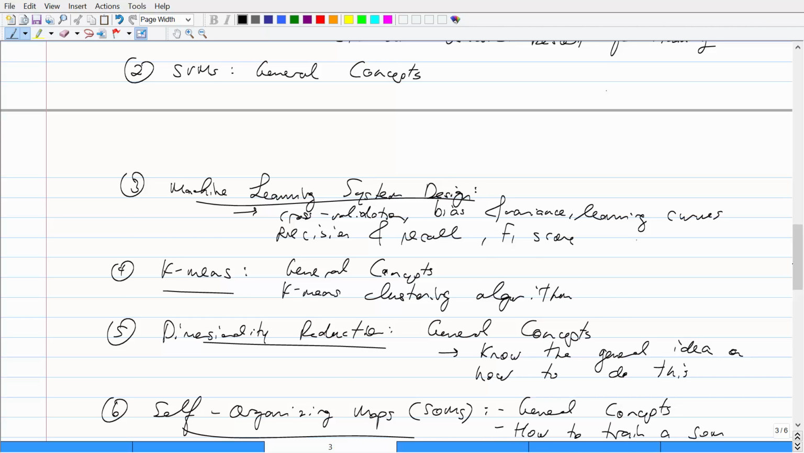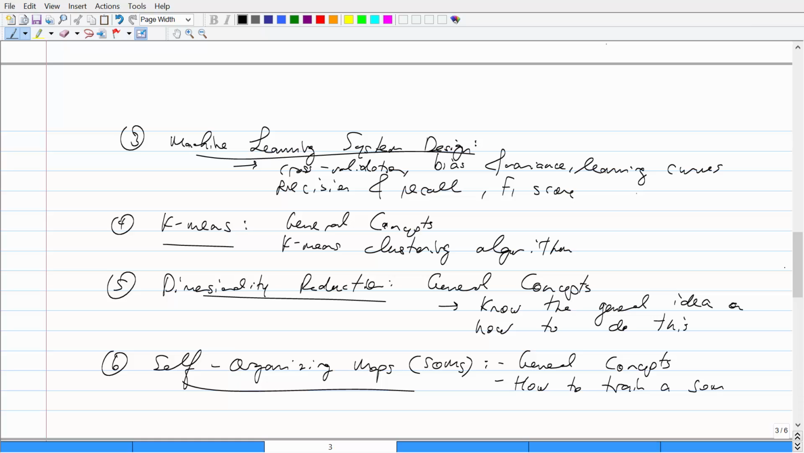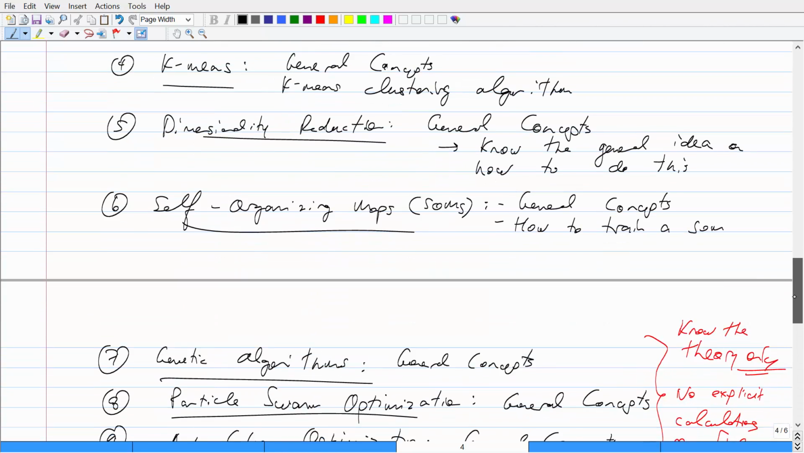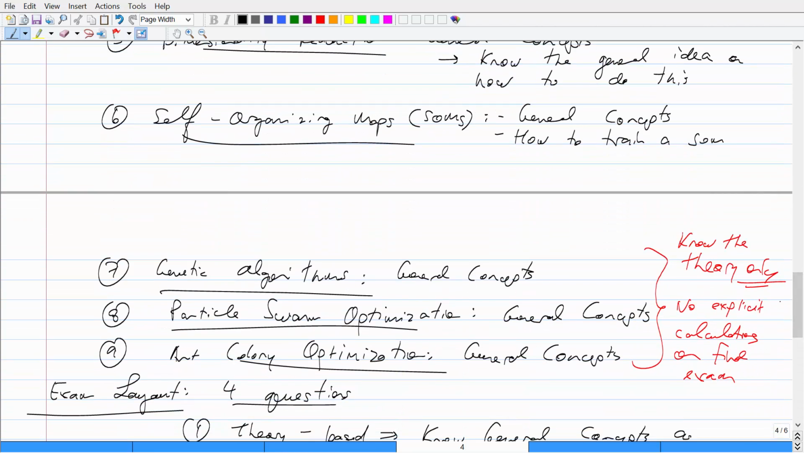And then self-organizing maps, just the general concepts, and also how to train a self-organizing map, which I'll cover in class today. Just one example. And then just general concepts on genetic algorithms, particle swarm optimization, ant colony.